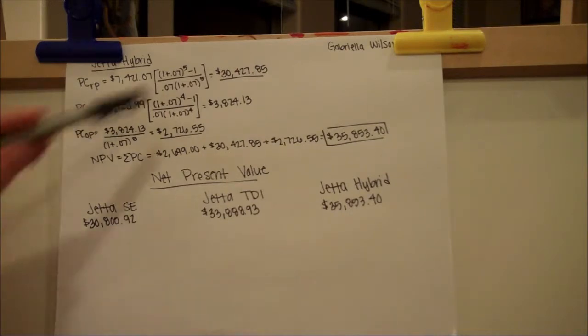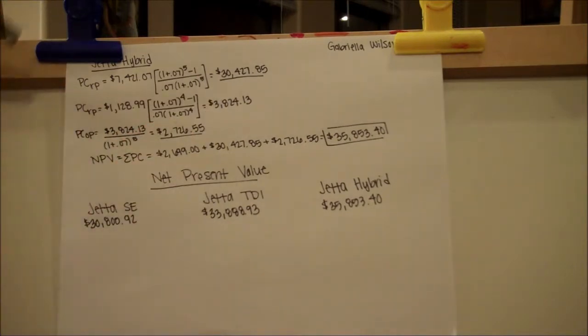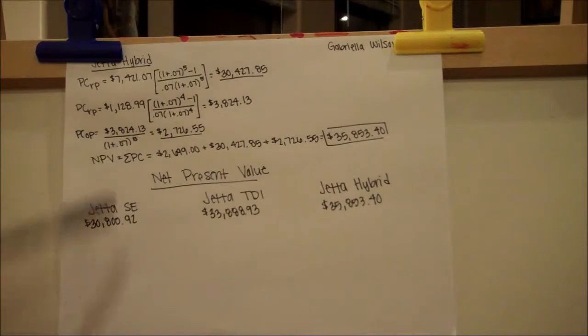Next, we will take this value, since it is at the 5th year, bring it back to present cost by doing one payment and bringing it back to the present cost. And this equation is $3,824.13 divided by (1 + 0.07)^5. That number equals $2,726.55.